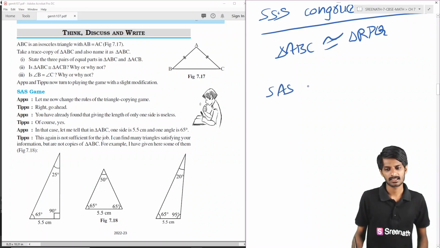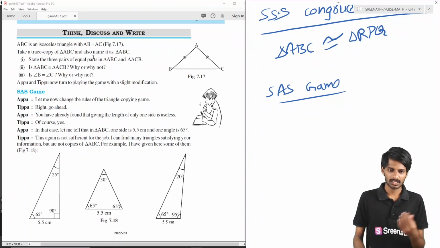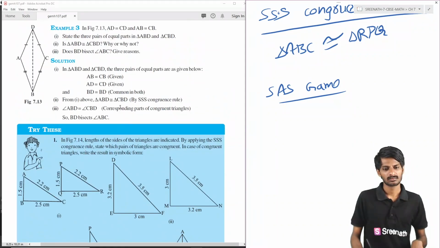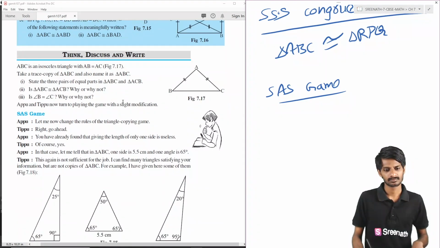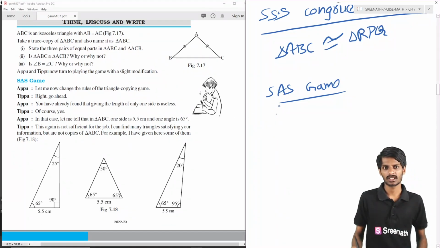Next, the games continue students. Next thing is the SAS game. ABC is an isosceles triangle students with AB equal to AC. Take a trace copy of triangle ABC and also name it as triangle ACB. State the three pairs of equal parts in triangle ABC and triangle ACB. Like that you have to do this task friends. Now we're going to discuss the SAS game.